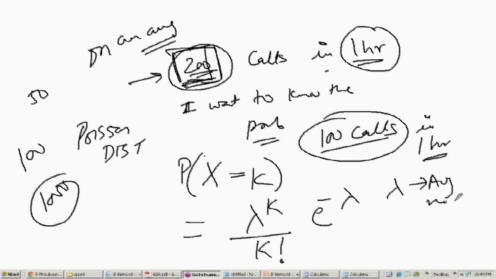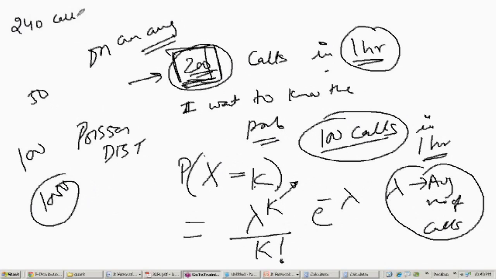Now what is this lambda? Lambda is the average number of calls that you are getting. K is what I want for a particular day.